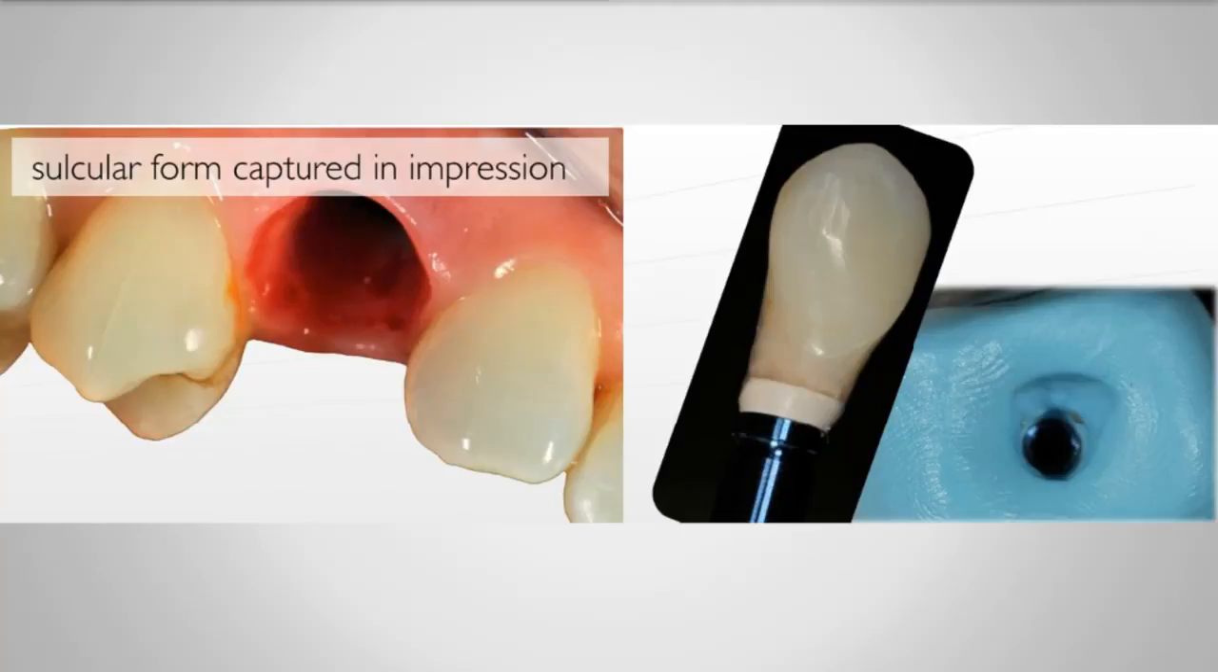Could you use Cavit as opposed to Teflon tape and flowable composite? I think so. If you're going to use Cavit, though, put a little cotton pellet over the screw access opening first, because you might dig up the head of the screw trying to get all the Cavit out.